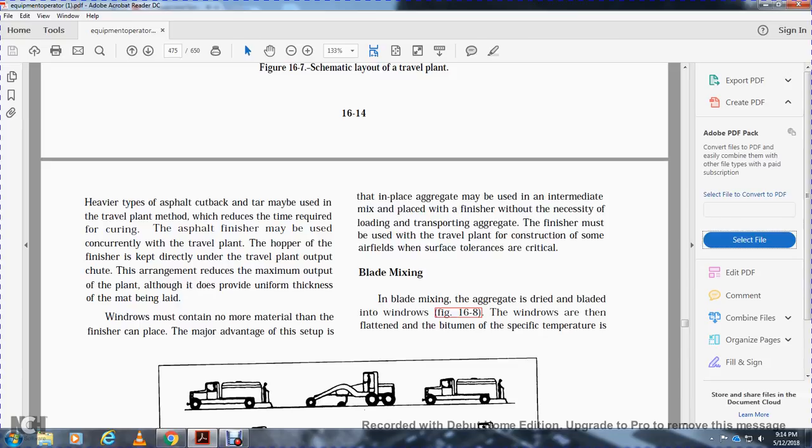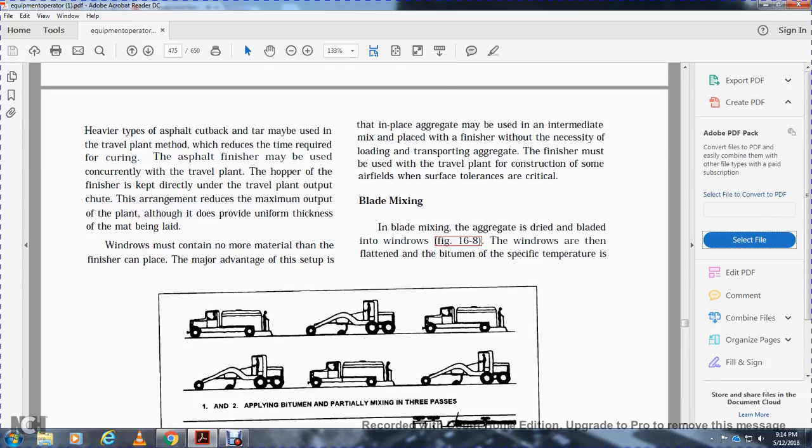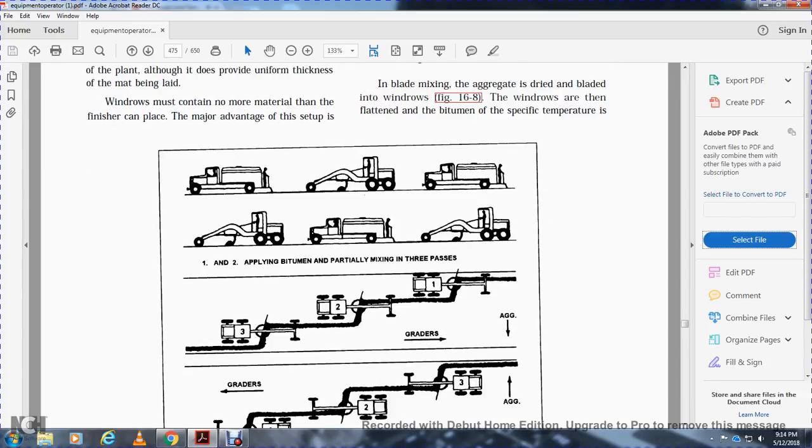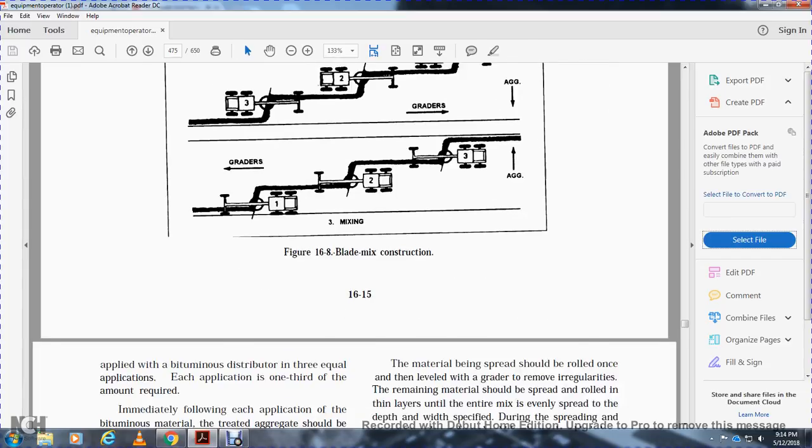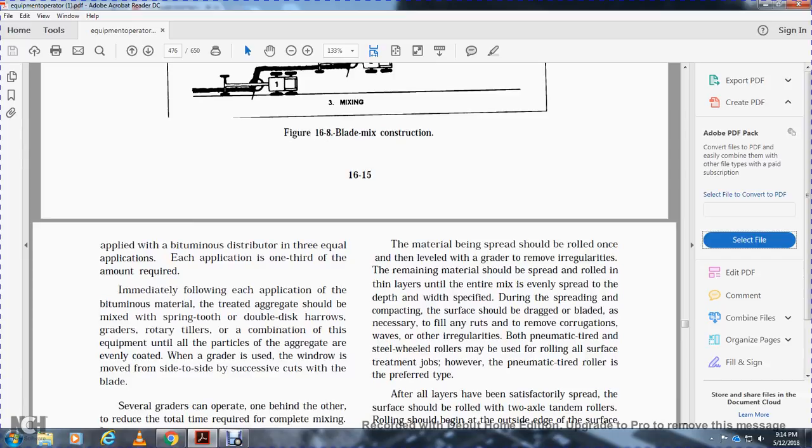Now blade mixing. Blade mixing aggregates are dumped and bladed into windrows, as in Figure 6-8, and the windrows are then flattened and the bitumen applied. The figure shows steps one and two: applying the bitumen partially and mixing in three passes. It shows the graders and apply the bitumen distributed in three equal applications.